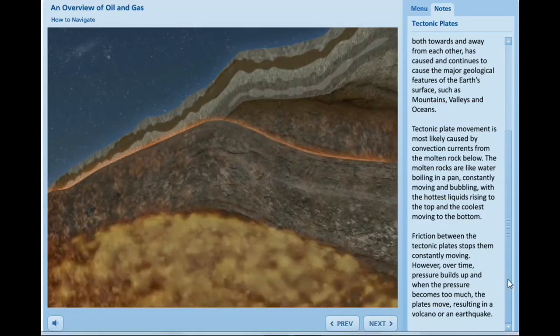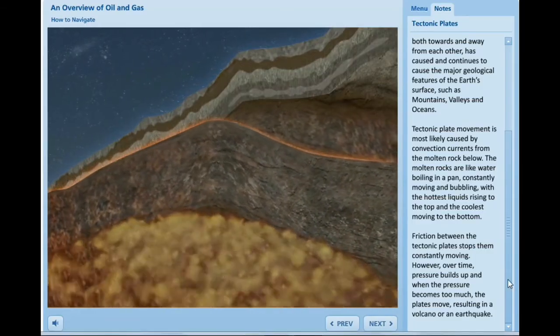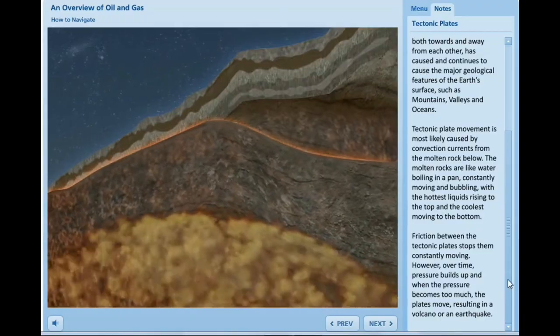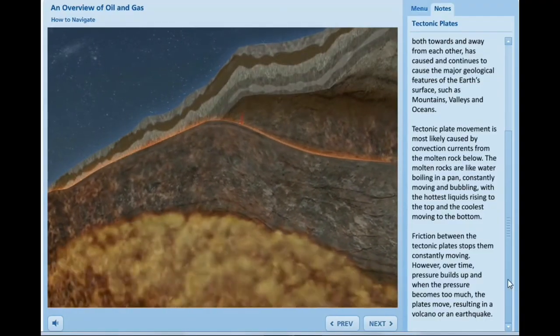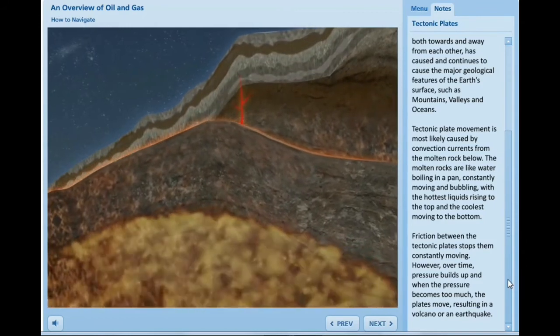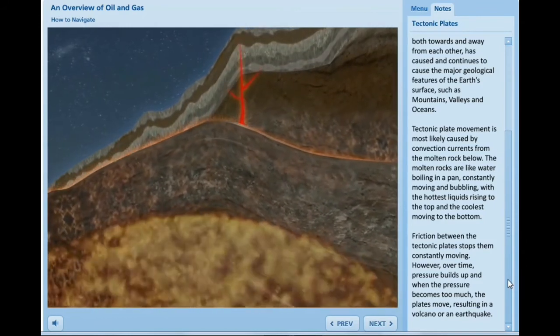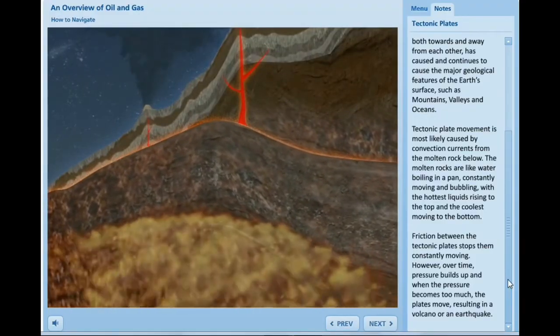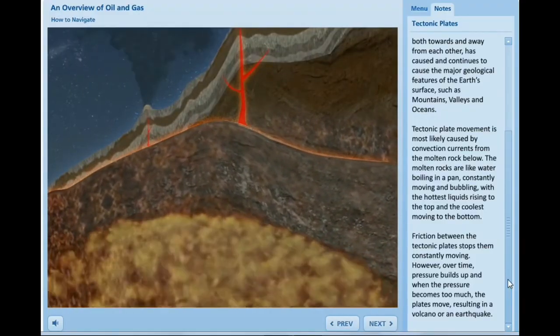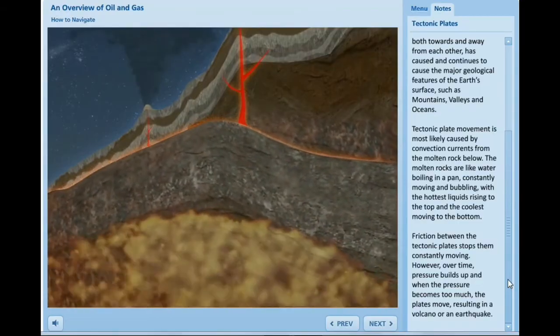The molten rocks are like water boiling in a pan, constantly moving and bubbling, with the hottest liquids rising to the top and the coolest moving to the bottom. Friction between the tectonic plates stops them constantly moving. However, over time, pressure builds up, and when the pressure becomes too much, the plates move, resulting in a volcano or an earthquake.